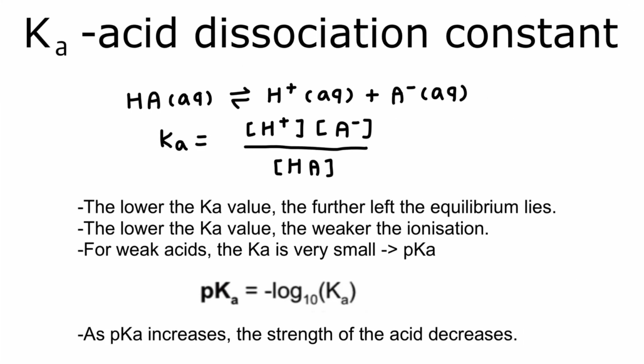Now let's move on to Ka, the acid dissociation constant. It is the equilibrium constant for a weak acid. We can express it like this. The lower the Ka value, the lower the concentration of H plus ion and anion, so the farther left the equilibrium lies. In other words, the lower the Ka value, the weaker the ionization. For weak acids, the Ka is very small, so Ka values can be converted into pKa values using the equation below. As pKa increases, the strength of the acid decreases.